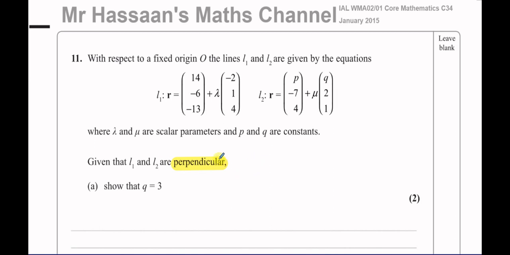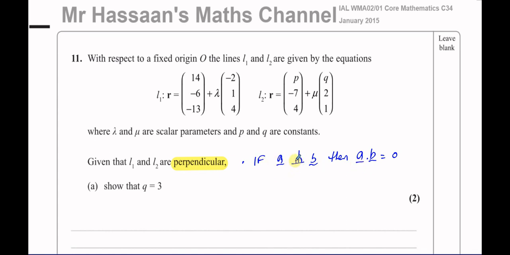So what we have to state is our reasoning. We must state our reasoning. We can't just show some working and not give a reasoning. Now what we know is, okay, if vector A is perpendicular to vector B, then we can say that the dot product of A and B is equal to 0. That is the principle that we're going to use.